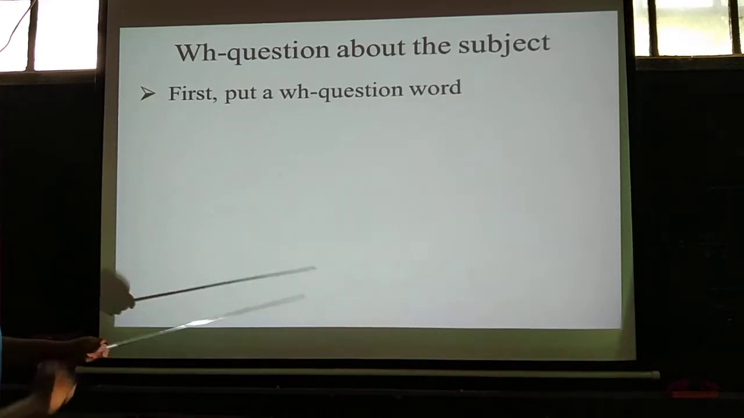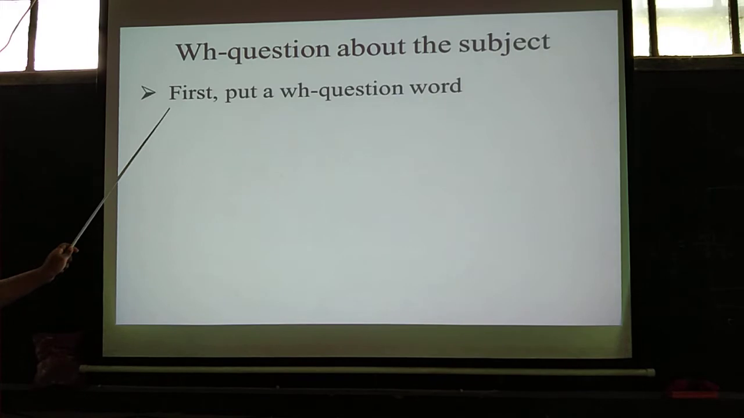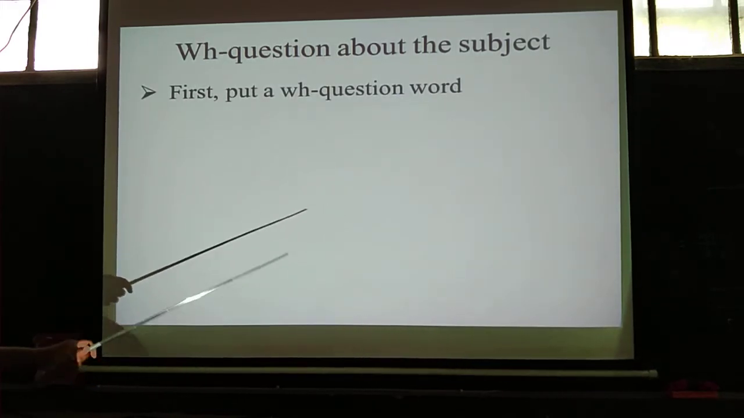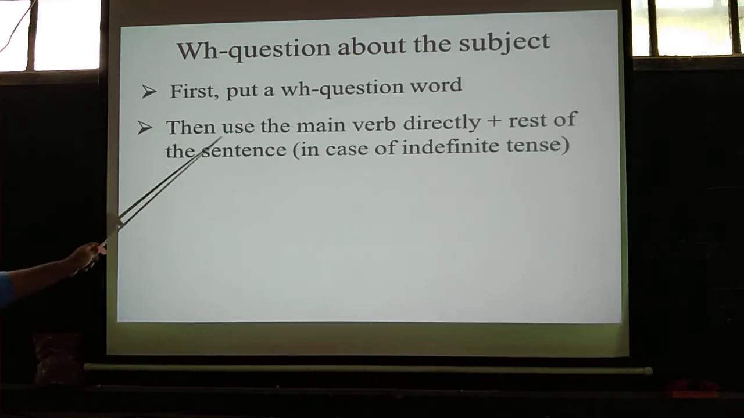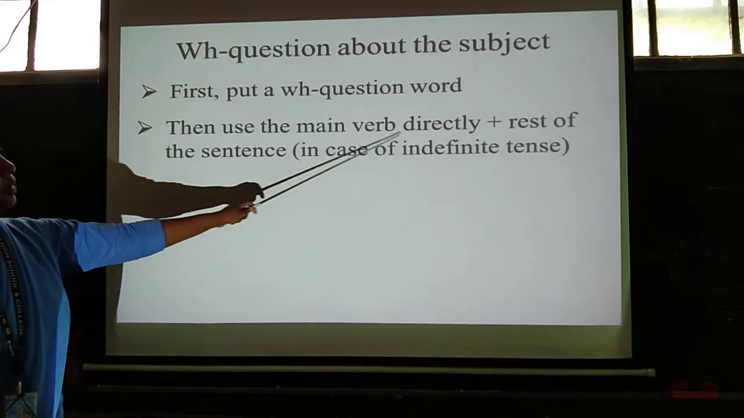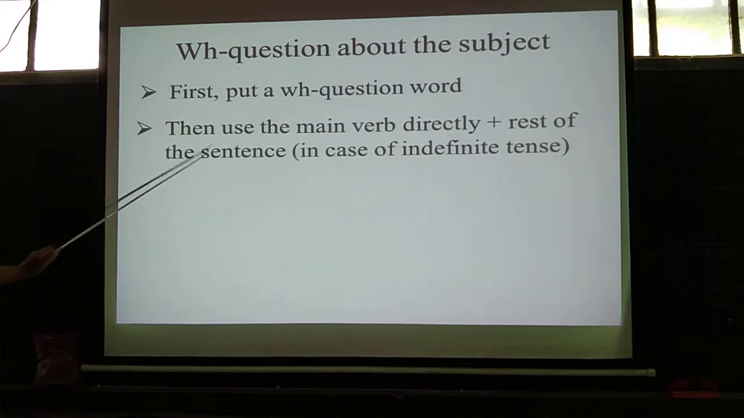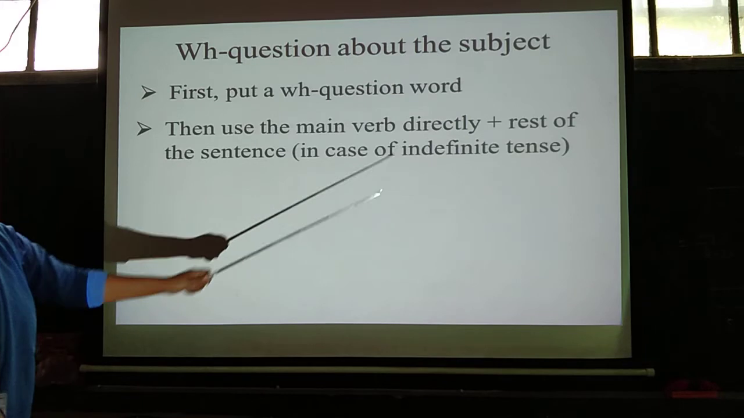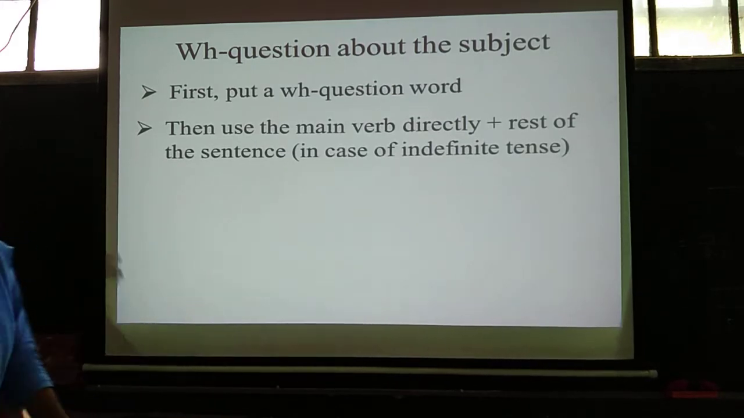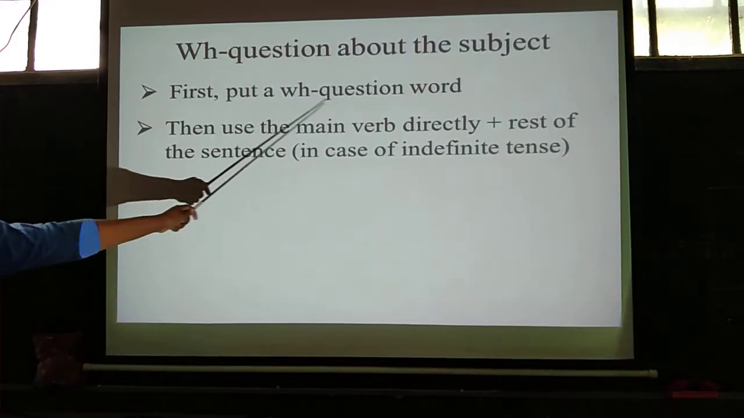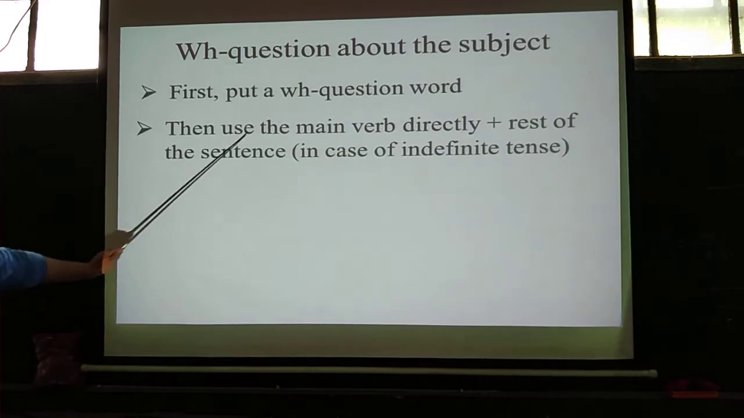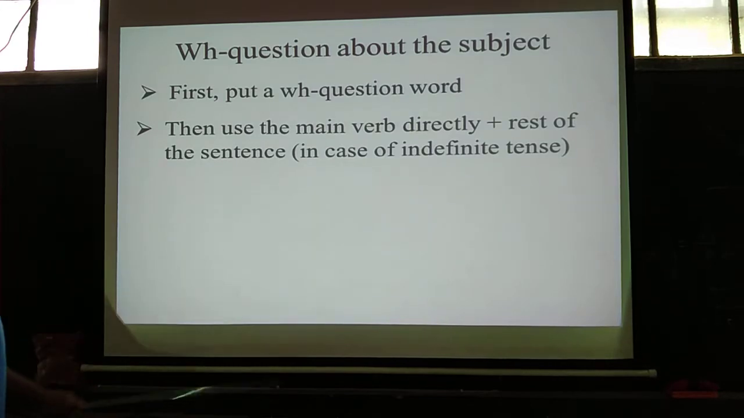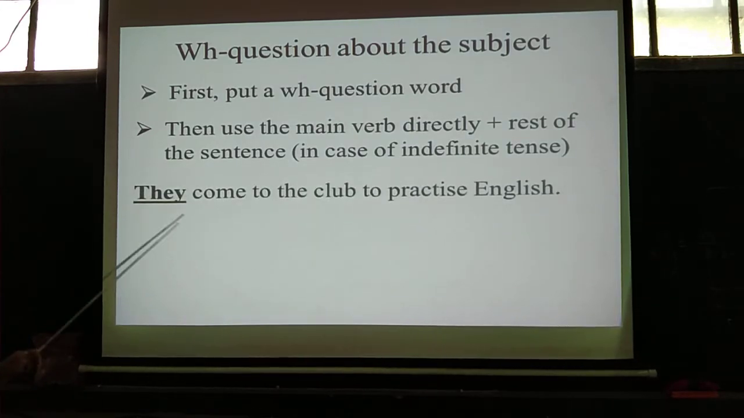Let's try to understand with an example. Before going to the example, you have to choose that WH question word according to the subject, and then you have to use the main verb directly and the rest of the sentence. But it is only in case of indefinite tense. When the sentence is in indefinite tense, you have to just put a WH question word, and then use the main verb directly plus the rest of the sentence. Okay. Look, here is an example.